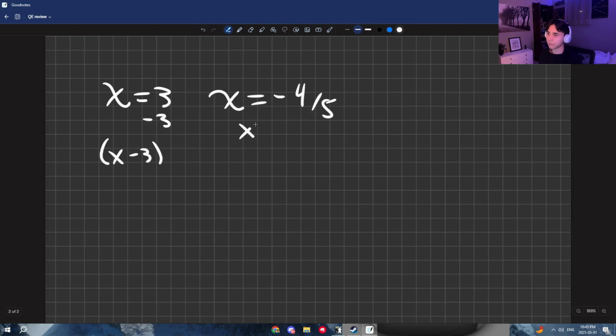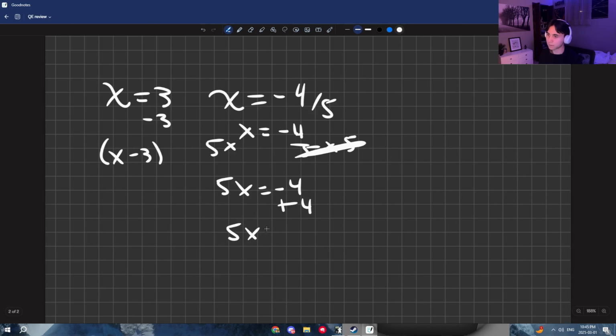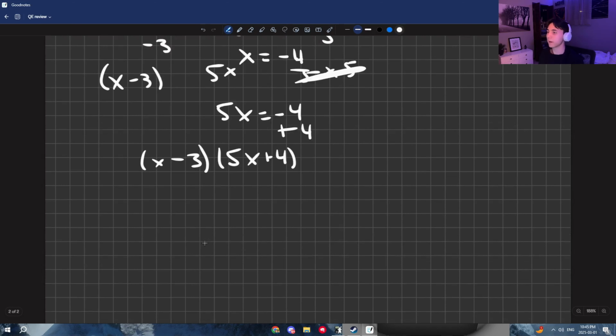And then if x is equal to negative 4 over 5 here, what I'm going to do is I'm going to multiply both sides by 5 to cancel out this denominator here. And you're going to get 5x is equal to negative 4. All you have to do now is add 4 to both sides, and you get 5x plus 4 as your other bracket. So now all this is going to be a matter of foiling.